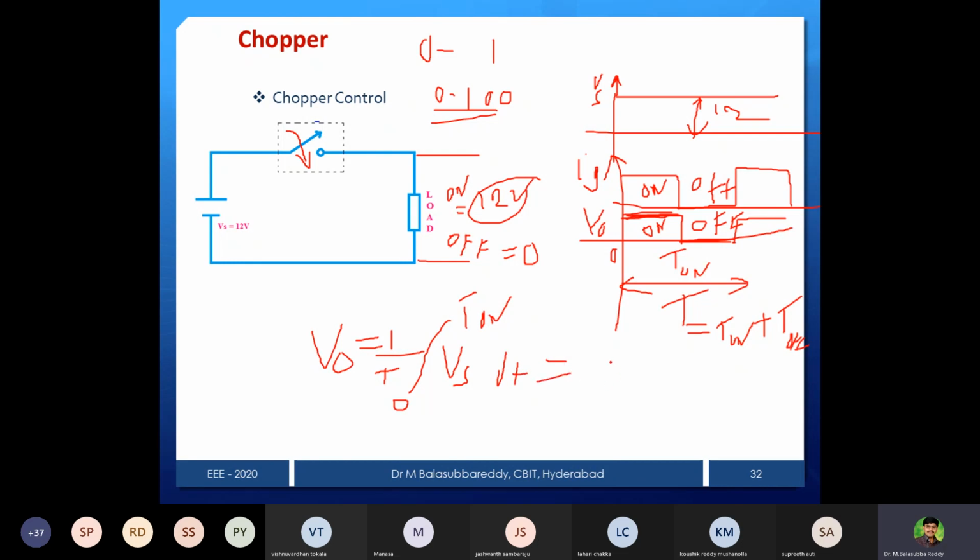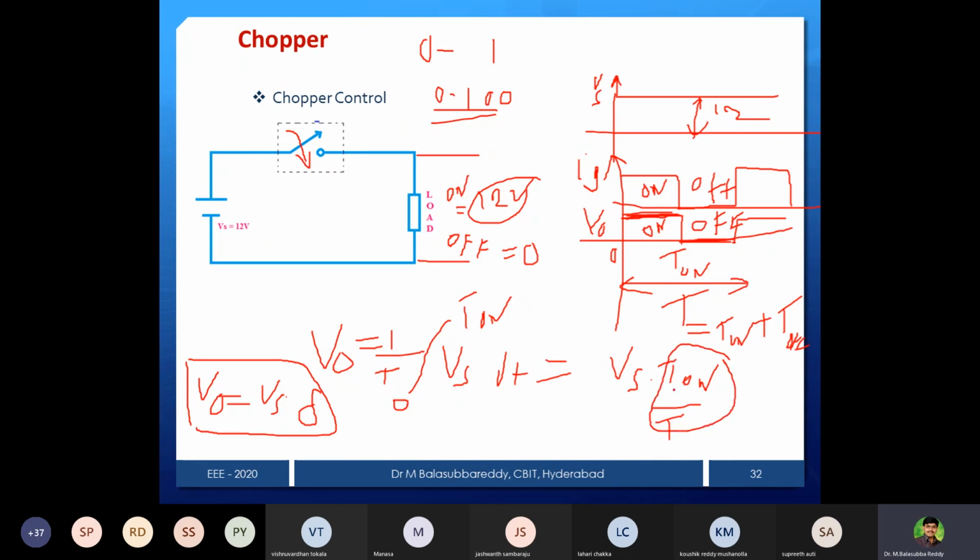Then that is equal to, what can I write? Vs into T on by T. The output is equal to this one. So just for simplicity, V out is equal to Vs into this, I call it delta, over T on by T is a ratio. That I call a duty ratio. So delta ranges 0 to 1.